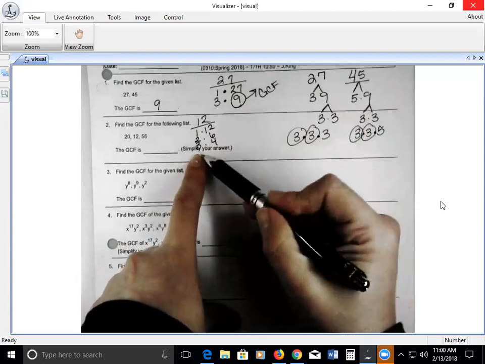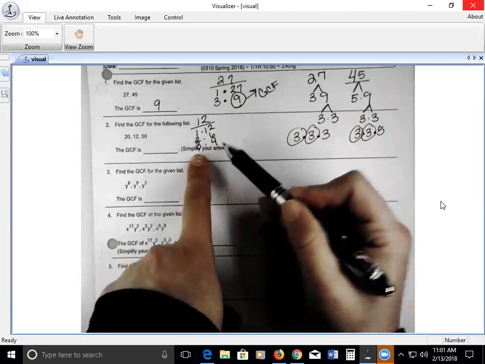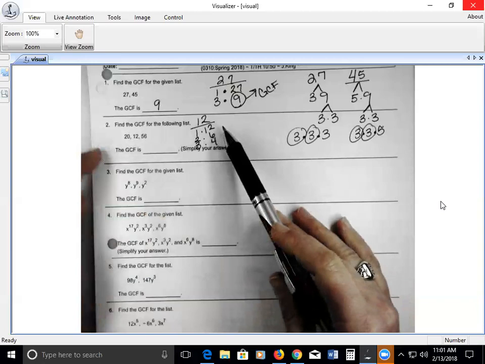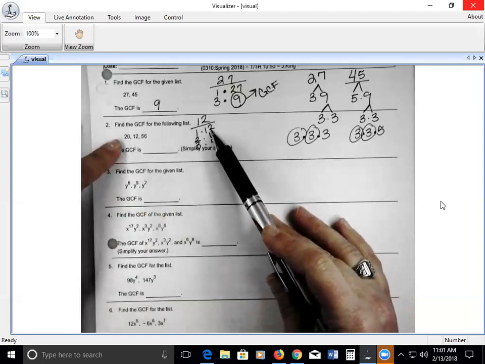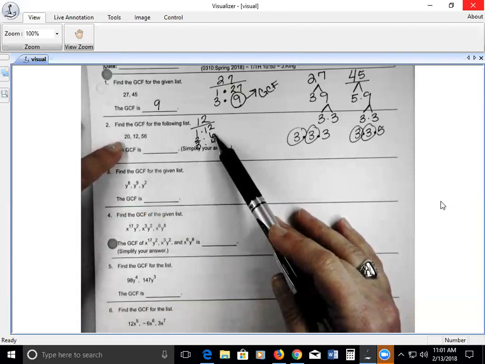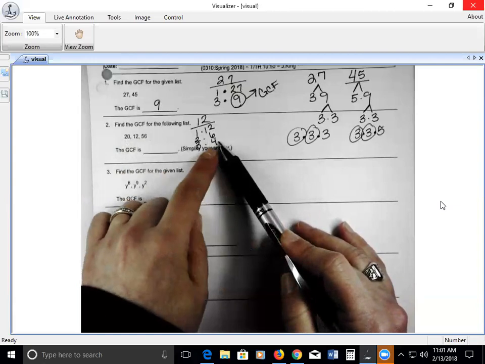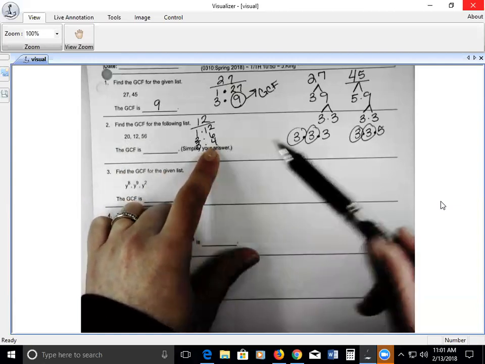What would be next? 4, right? And 4 is already listed. So have you listed all your factors? Yes, you've listed all your factors. So starting with the largest value, ask yourself, is 20 divisible by 12? No. Is 20 divisible by 6? Is it divisible by 4? Yes. Is 56 divisible by 4? Yes. So what's your GCF of these 3 values? 4.